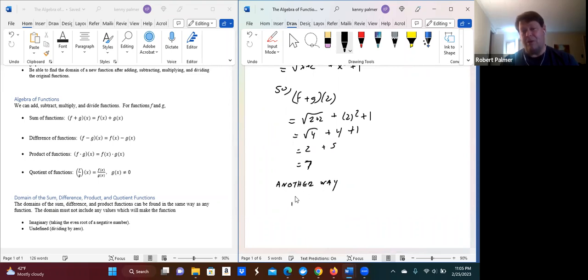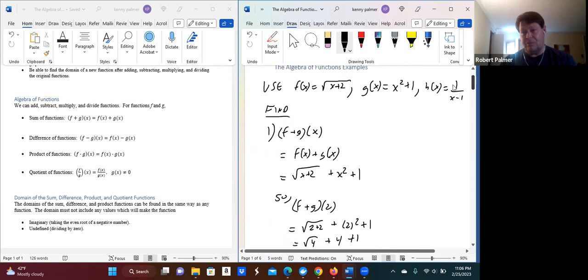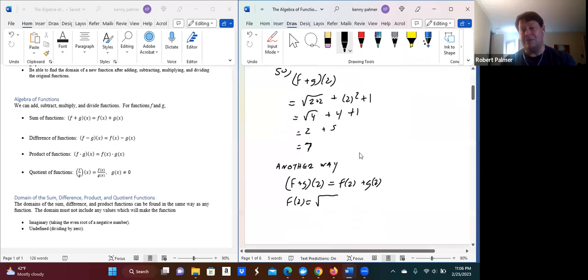Okay. The other way, if I do f plus g of 2, is if I look at my rule, in my rule, I just replace x with 2. So this is going to be f of 2 plus g of 2. According to my rule, I just replace x with 2, or x with any number. And so f of 2, remember f was the square root of x plus 2, and g is x squared plus 1. And so we'll see this will give us the same thing.